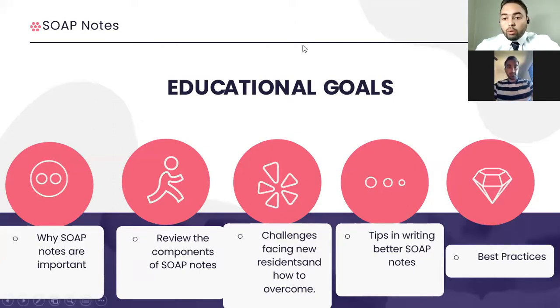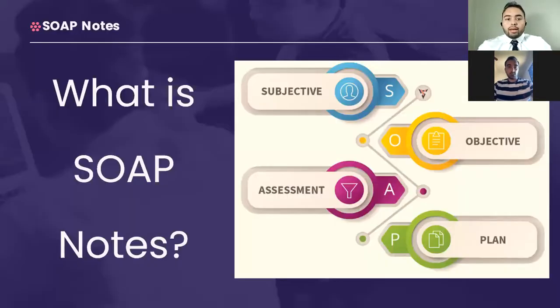So why should we use these SOAP notes? Usually, I will start with what SOAP notes are first. S stands for subjective. O stands for objective. Subjective means this is the information you get from the patient. Objective means the data you can measure, like labs, like physical examination, this stuff. Then A stands for assessment and P stands for plan. This is the plan for your patients.